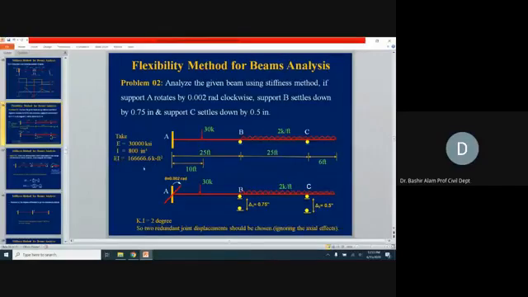1,666.67, which is written here. So whenever we have EI values, I'll be putting 1,666.67 there.